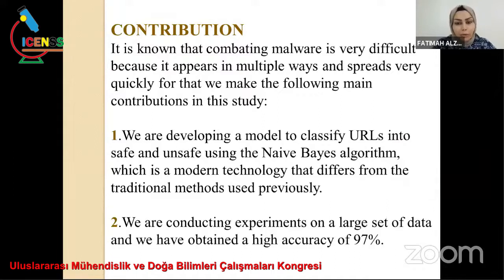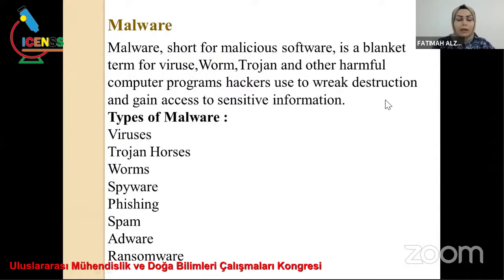Number one, we developed a model to classify URLs into safe and unsafe using the NIF-based algorithm, which is a modern technology and different from the traditional methods used previously. Number two, we conducted experiments on a large set of data, and we obtained a high accuracy of 97%. What is malware? Malware is a sort of malicious software.